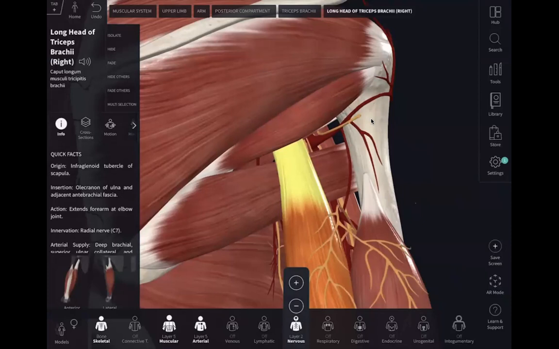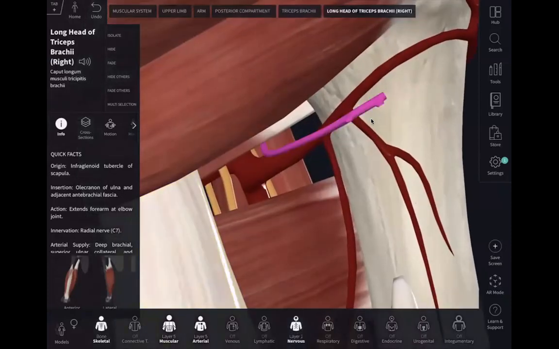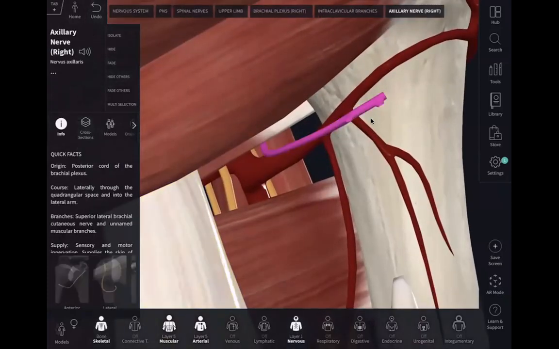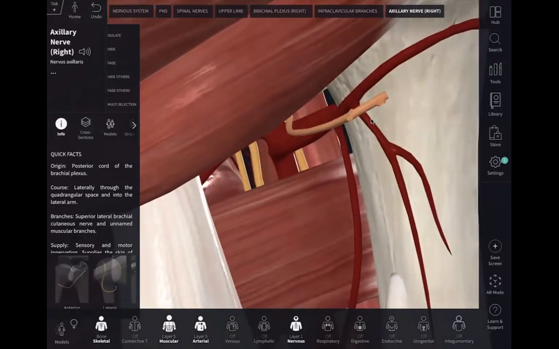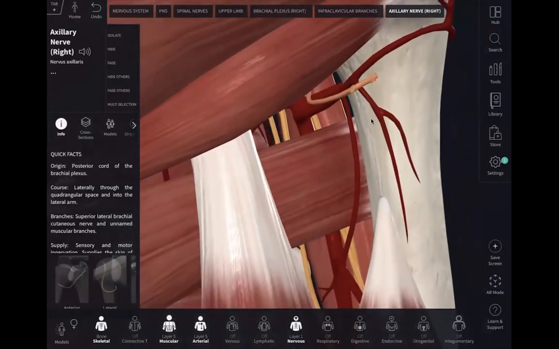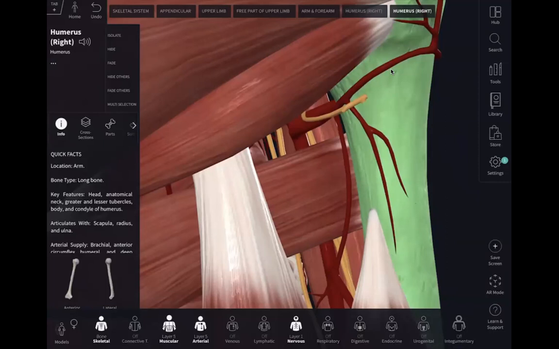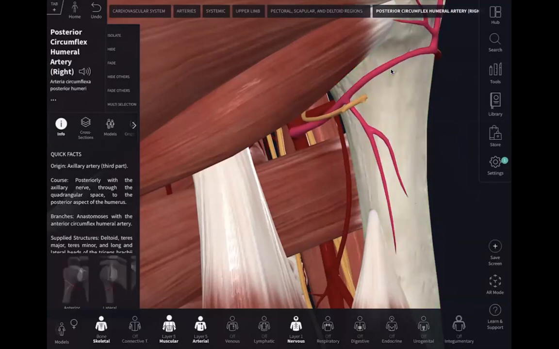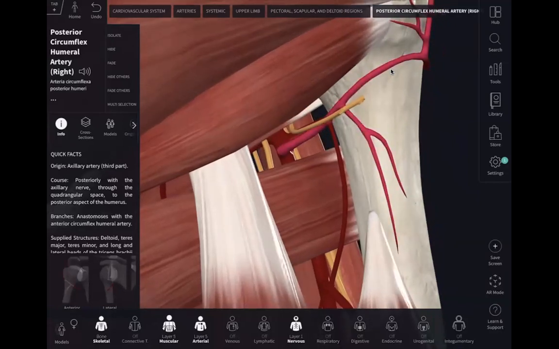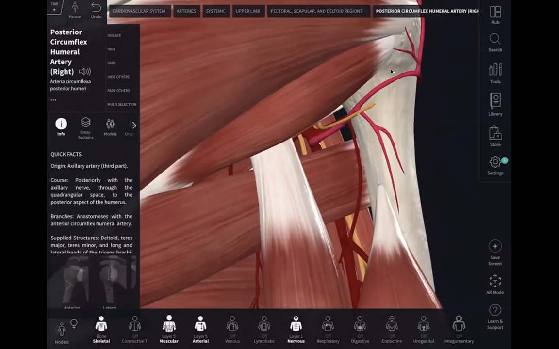Now we have to learn the contents. The basic contents here are two things. One is our axillary nerve, and the question was, along with the axillary nerve, what other structure is there? As we can see, there is another vessel. This is an artery, as it is red. It is looping around the humerus. So what is this vessel? This is our posterior circumflex humeral artery. Is it clear about the boundary and the content of the quadrangular space?